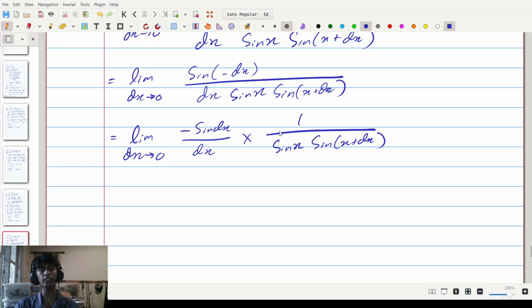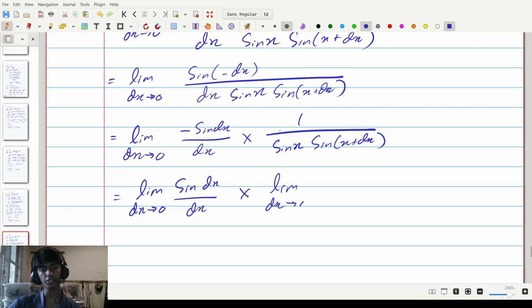Now, taking this limit and breaking it into two, because we have a product of two functions, I'm going to take the minus onto this side and then break it. We have the limit as dx approaches 0 of sine dx by dx, which we know is equal to 1, multiplied by the limit as dx approaches 0 of, remember because we take that negative from this value to this value, negative 1 over sine x times the sine of x plus dx.